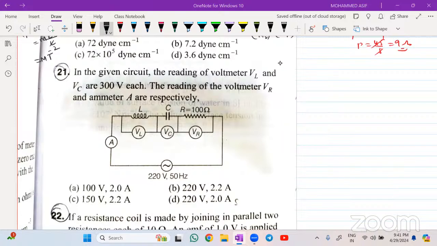Clear? 21 देखो, in the given circuit the reading of the voltmeter VL and VC are 300 volt each। The reading of the voltmeter VR and ammeter ER respectively how much?